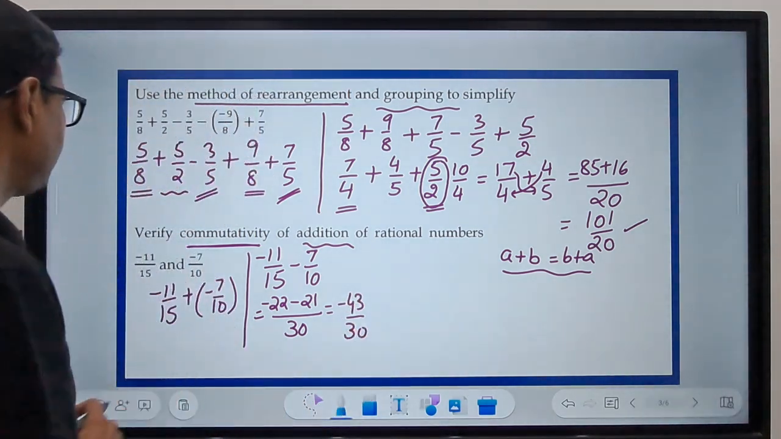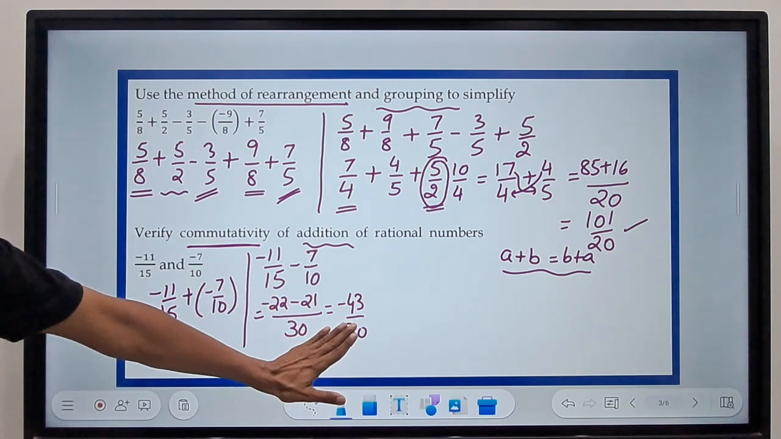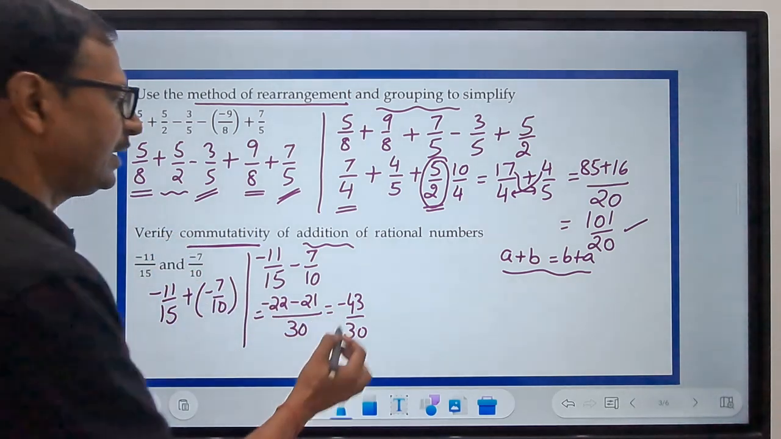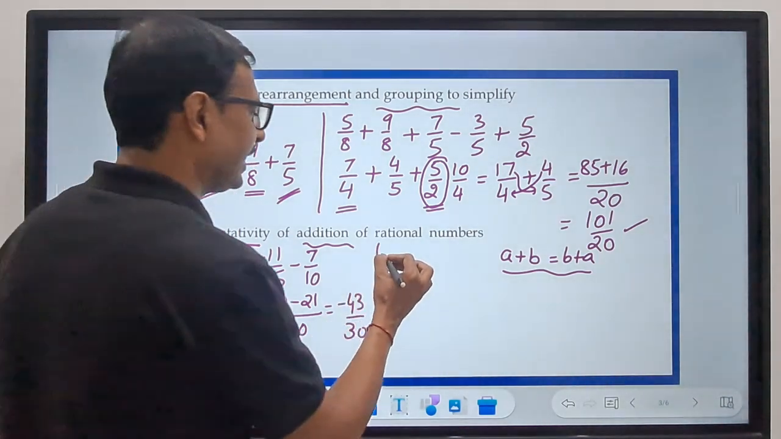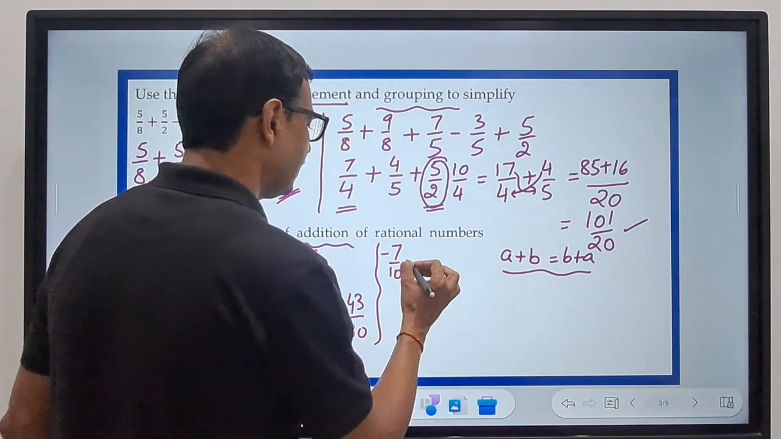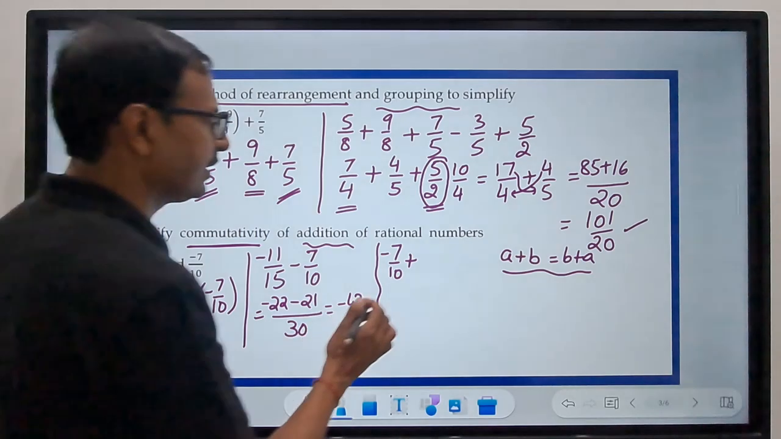So when I added them in order, like first and the second one, I got minus 43 by 30. Now I will try the other way around. I will write the second one first: minus 7 upon 10, and then add what? Add minus 11 upon 15 to that.